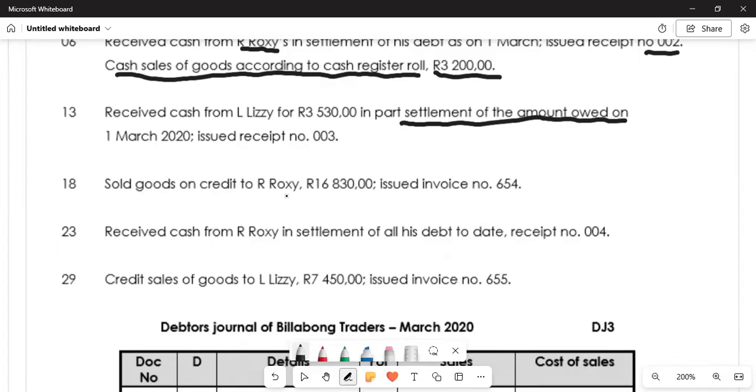Sold goods on credit to Roxy for 16,830. Issued invoice number 654. Also, on the 23rd, received cash from Roxy in settlement of all his debt to date. Receipt number 004. Credit sales of goods to Lizzie for 7,450 and issued invoice number 655.